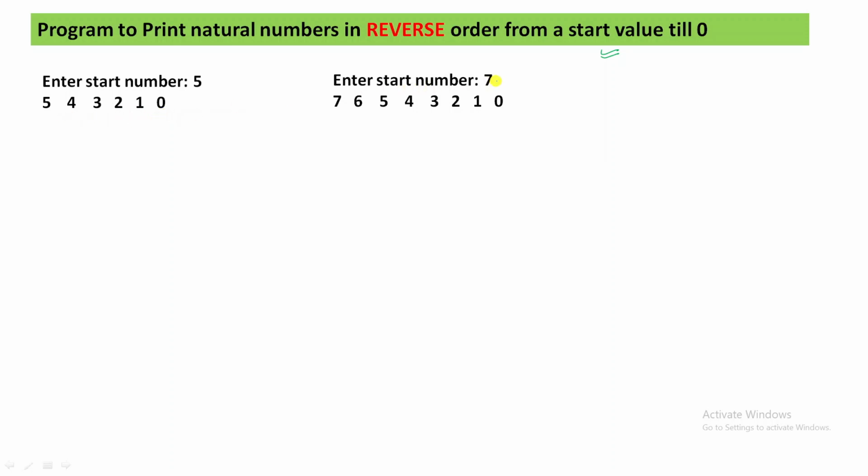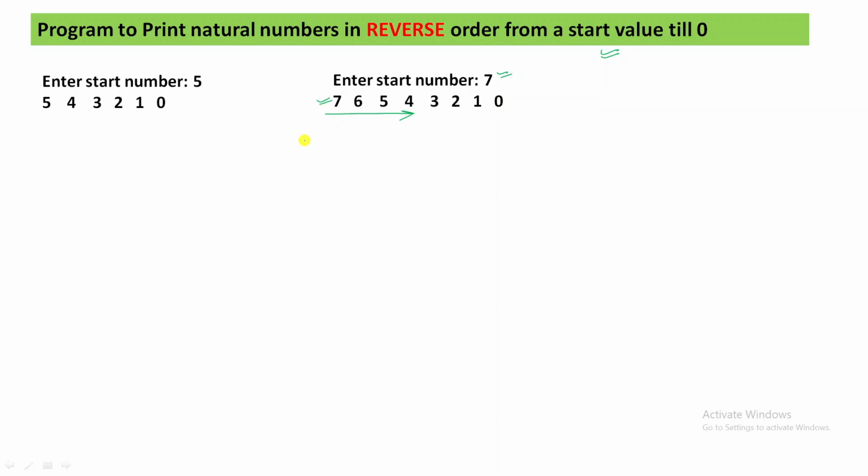Now let's say you are given this 7 as the input, then 7, 6, 5, 4, 3, 2, 1, 0. Okay, so these are all natural numbers, but they have been printed in the reverse order starting from the given number till 0. Okay, so this will be our output.